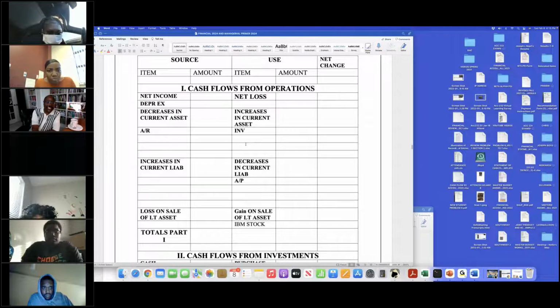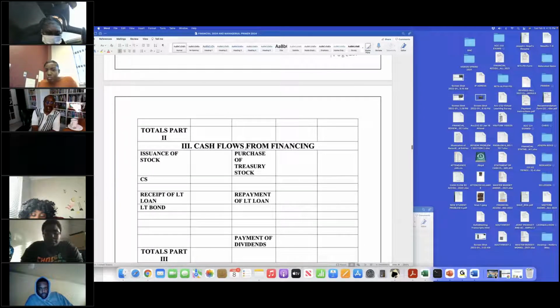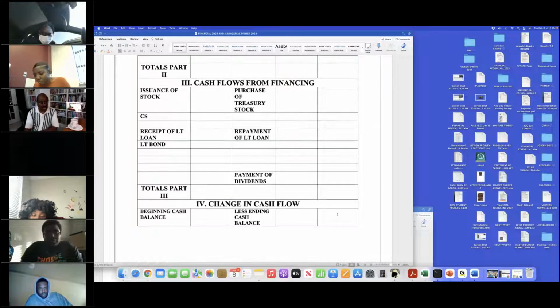So to make it easy, there are 4 things that we're going to do to start off making the statement of cash flow. The first thing we're going to do, number 1, is put in the change in cash. And I'll put that in red. So when you get ready to do a cash flow statement, the first thing you're going to do is put in the change in cash.